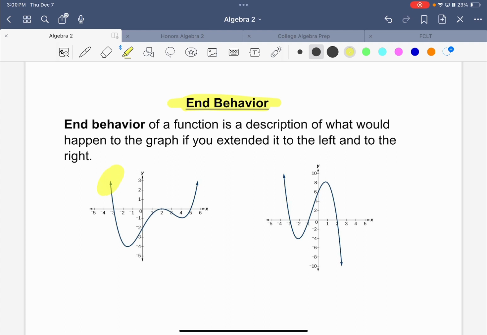So the end behavior for this one, we kind of look at those arrows. That's what is happening at the ends of it.